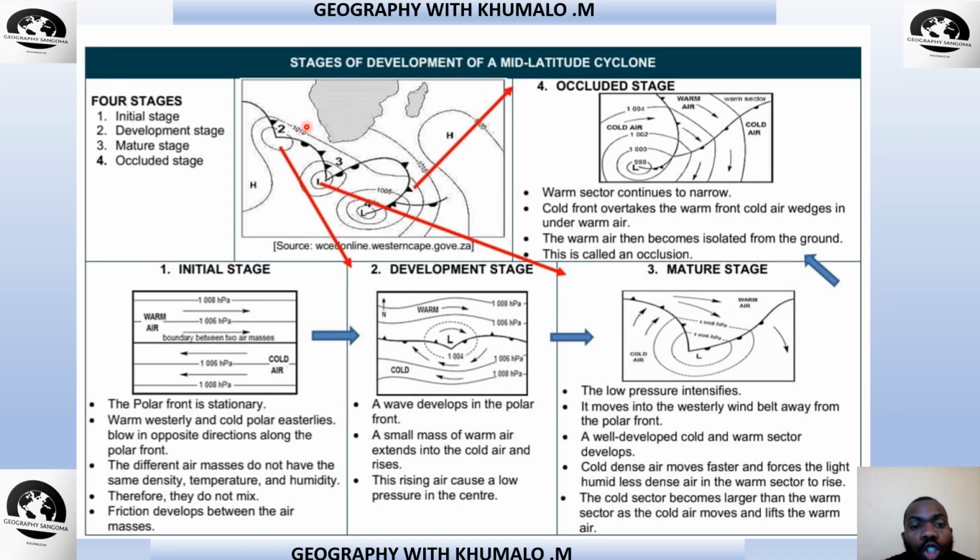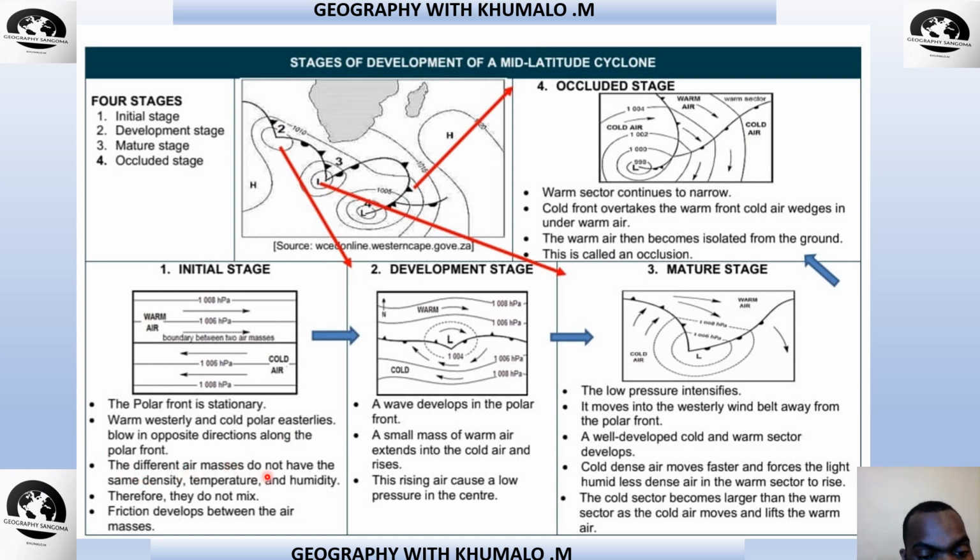Now, we are also going to look at the stages of development of a mid-latitude cyclone, grade 12. We are going to look at the initial stage, the development stage, the mature stage, and the occlusion stage. So now, in the initial stage of development of a mid-latitude cyclone, the polar front is stationary and the air masses are meeting. The warm westerlies and the cold polar easterlies blow in opposite directions along the polar front.